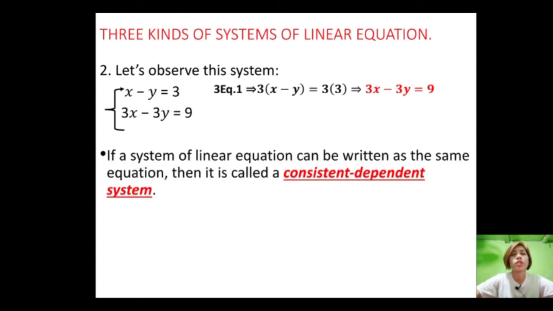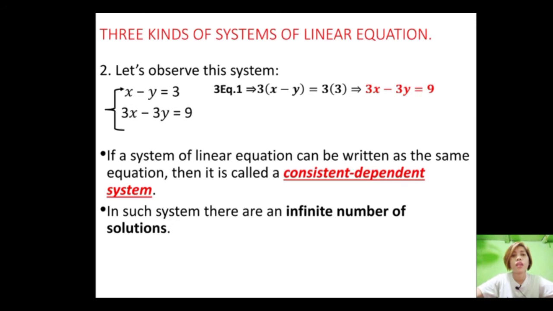So, if a system of linear equation can be written as the same equation, then it is called a consistent dependent system. So, nasulat po natin sila as in parehas na parehas. So, kapag po ganun yung system, ang tawag po dun ay consistent dependent system. So, kapag po ganun po yung system, ang kanya pong solutions ay it has infinite number of solutions. Ibig sabihin, walang katapusan. Sobrang dami po, hindi po natin bibilang kung ilan po ang kanilang solution.